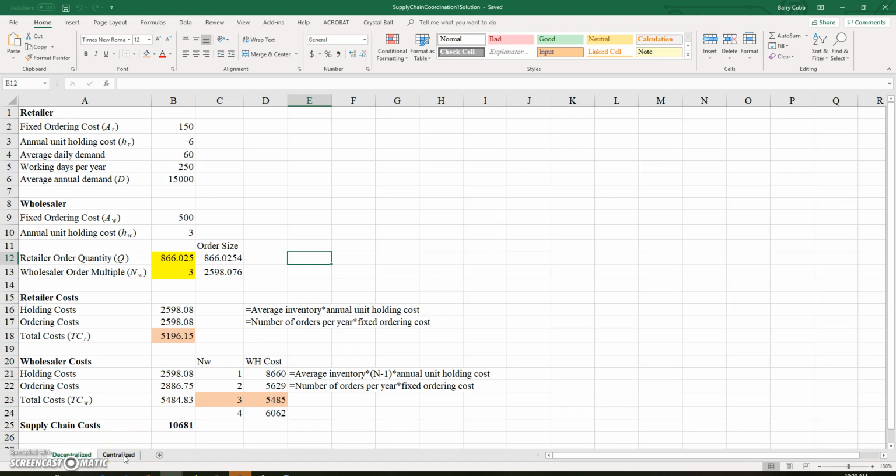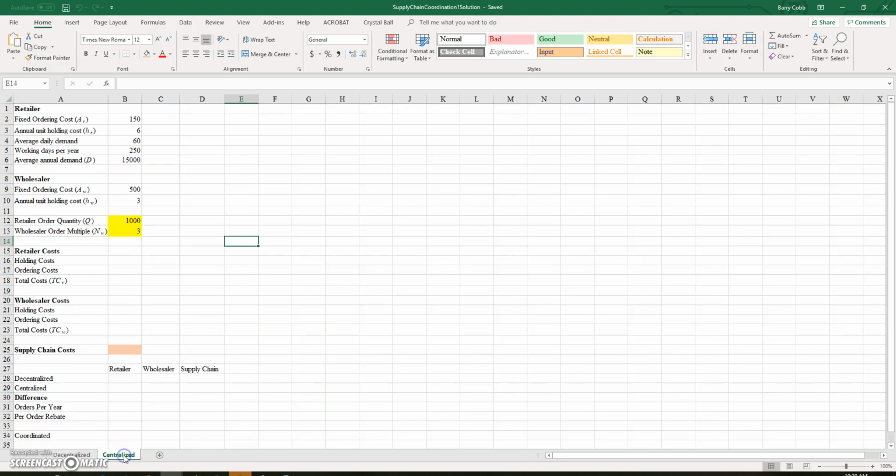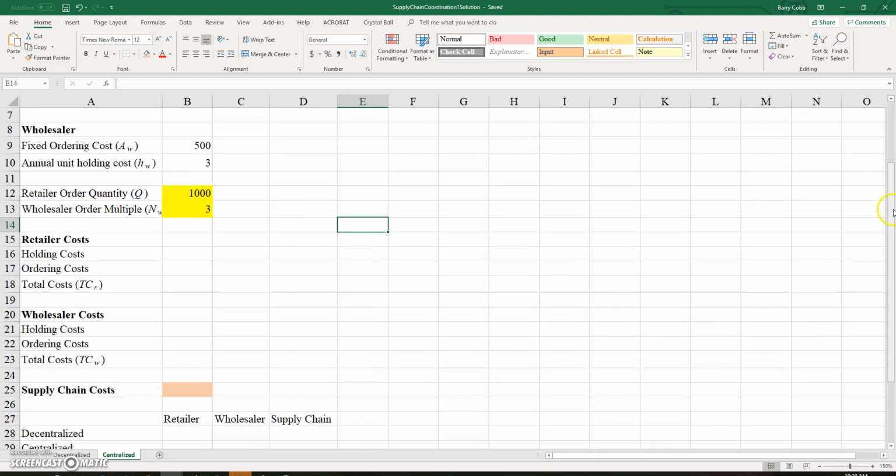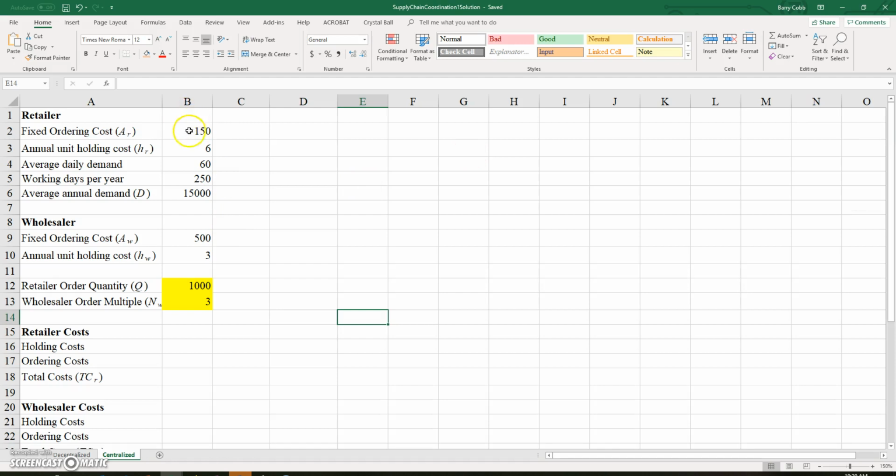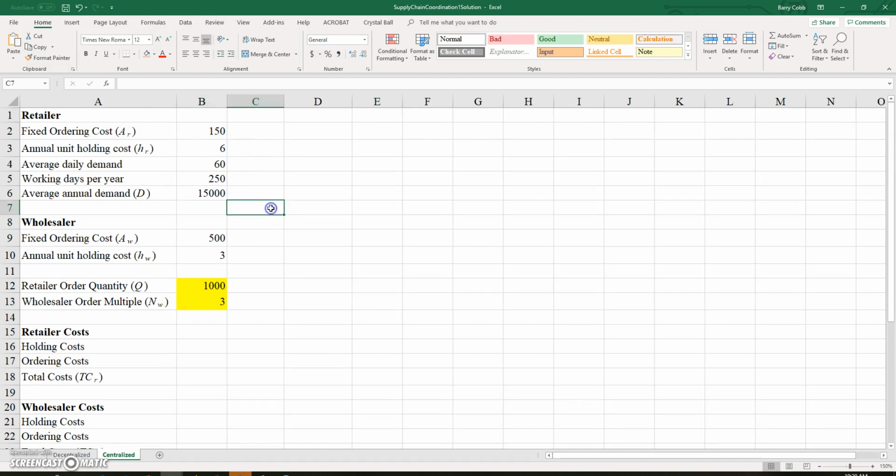There is a separate tab in the template that's named Centralized. Looking at this tab, all of the assumptions for cost and demand are the same. We're dealing with the same two-level supply chain. In fact, the cost formulas for the centralized model will be the same. They'll be reviewed here to be sure that we have the correct ones.